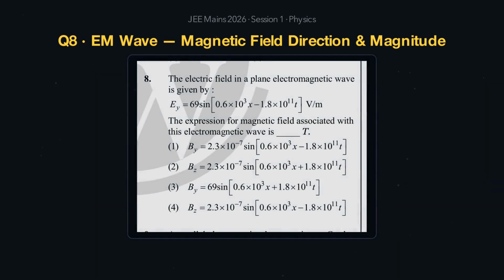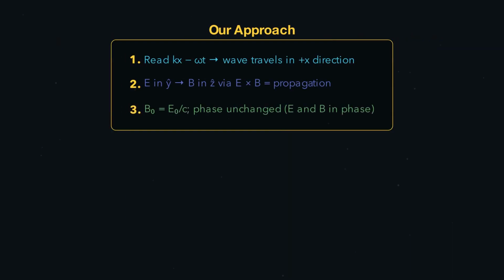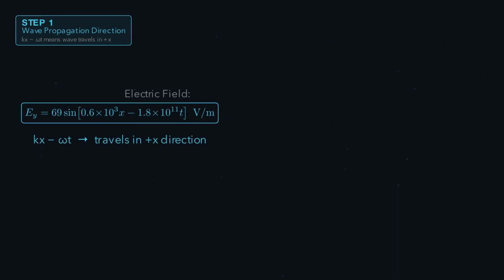You can see the electric field oscillating. But where exactly is the magnetic field hiding? Here's our approach. First, we'll read the phase pattern, kx minus omega t, to confirm the wave travels in the plus x direction. And we'll compare the amplitude of the magnetic field to that of the electric field. That ratio is 1 over c. Finally, we'll confirm the amplitude ratio by plugging in the speed of light. That's the key to understanding the magnetic field.